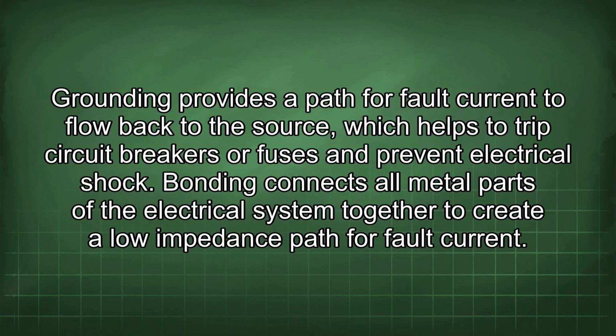Proper grounding and bonding are essential for electrical safety in hazardous locations. Grounding provides a path for fault current to flow back to the source, which helps to trip circuit breakers or fuses and prevent electrical shock. Bonding connects all metal parts of the electrical system together to create a low-impedance path for fault current.